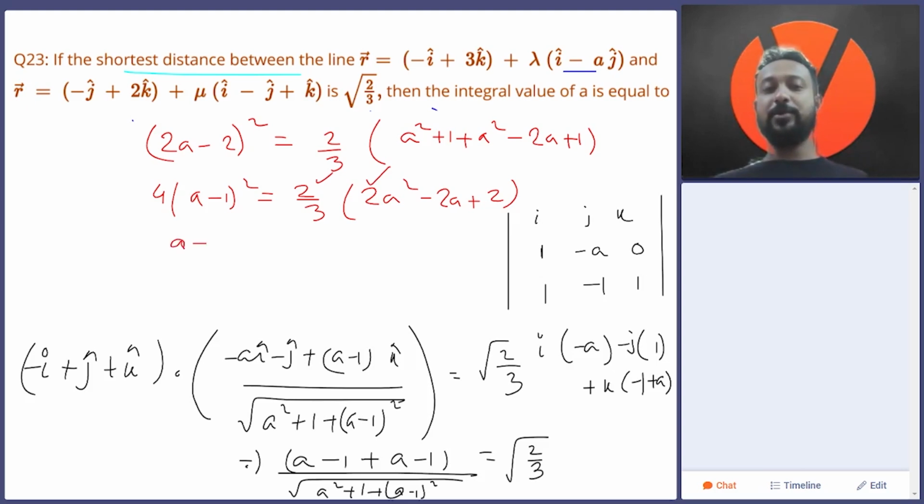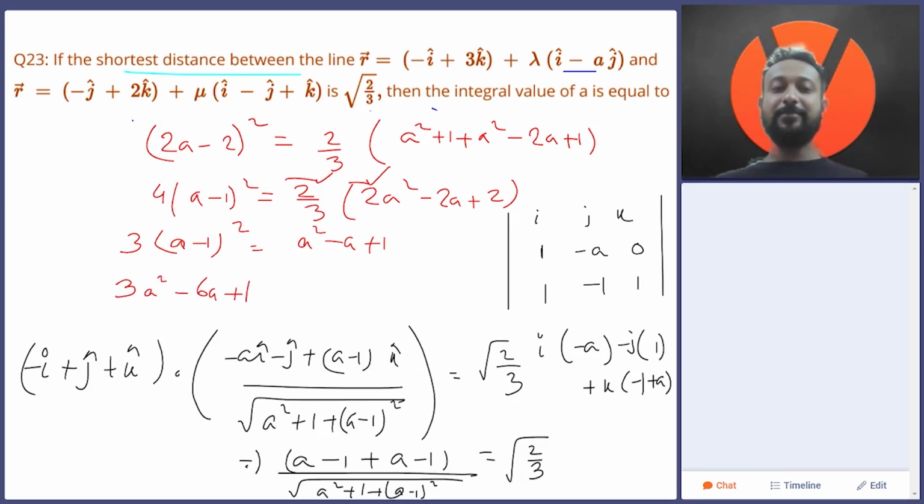1 2 I will take common from here, 1 2 from here. I think 1 4 will be gone. So (a minus 1) whole square, 2 2 gone, only 3 is left. So I'll take this 3 on the left hand side here. 1 2 gone from here, 1 2 gone from here. Only a square minus a plus 1 will be left. So if you see 3a square minus 2a into 3 will be 6a plus 1 is equal to a square minus a plus 1. Let's see, beta, if we are going correct.